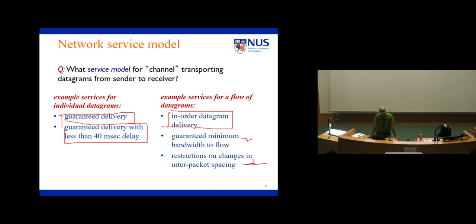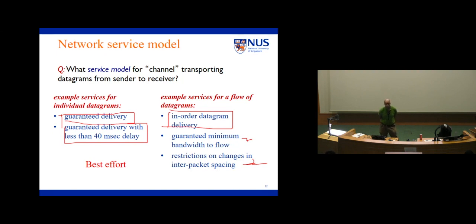So what does the network actually provide? Does the actual internet provide any of these things? The answer is no. Right? So the actual network protocol that is implemented in the internet doesn't really provide any of these things. It is what we call best effort, which says, you give me a packet, I will try my best. But I will not provide you any guarantees.